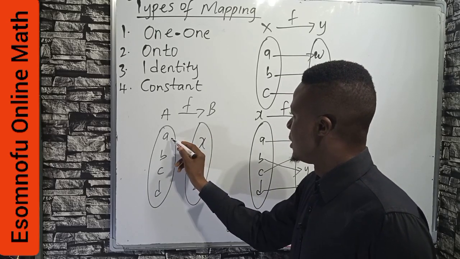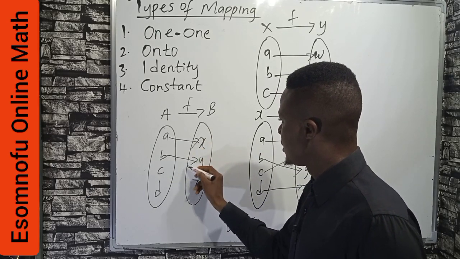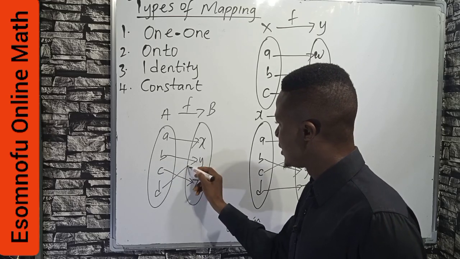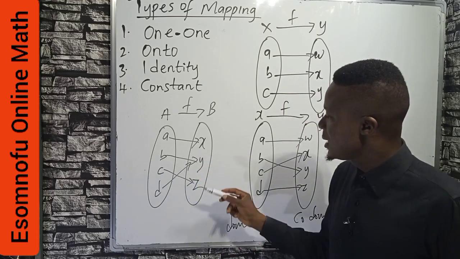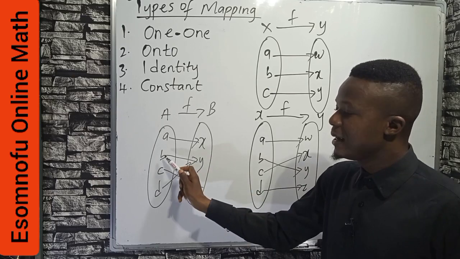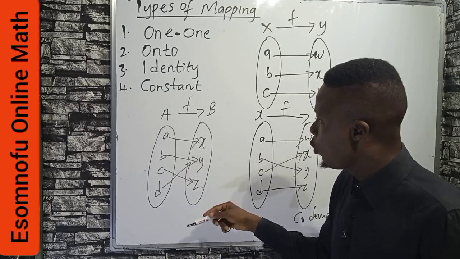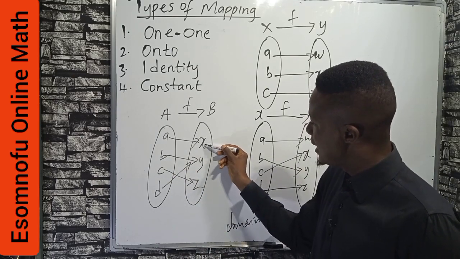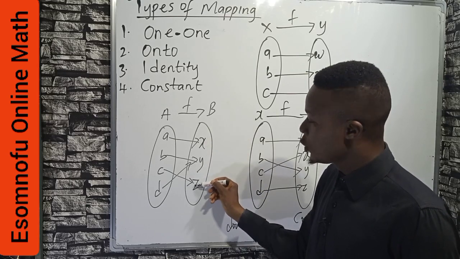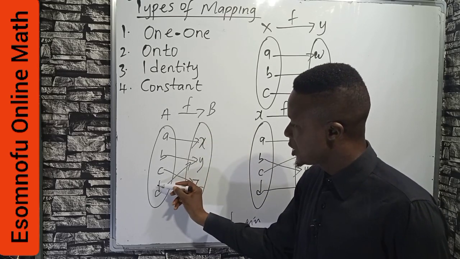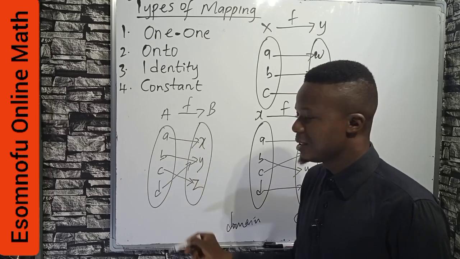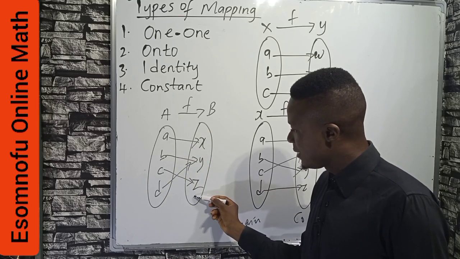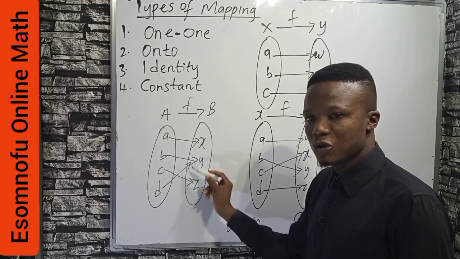For instance, this is mapped into this. This is mapped into this. This is mapped into this. And this is also mapped into this. You can see that Y is an image of 2 elements in A. This is still onto mapping because every element of the codomain is an image of an element in the domain. Okay, nothing is left behind. All of them are mapped to something.